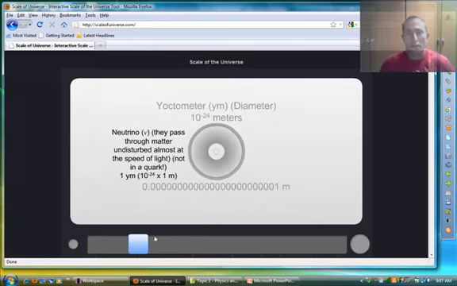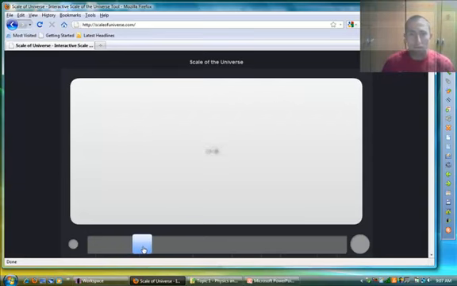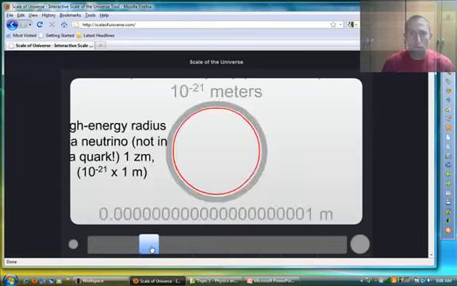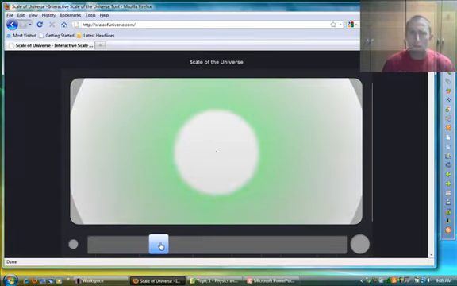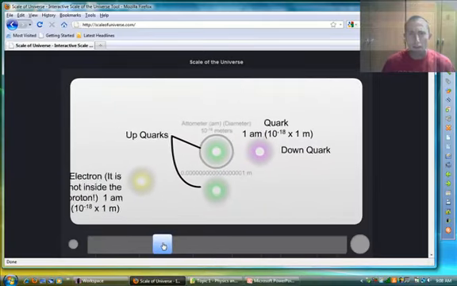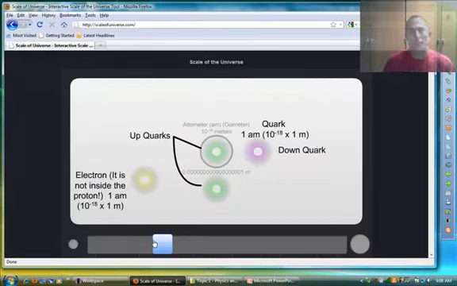And 1 yoctometer is 10 to the negative 24th meters, so decimal, 23 zeros, 1. That's roughly the diameter of a neutrino, and we'll talk about those in a couple weeks. As we get larger and larger, we start to get to some of our subatomic particles, and maybe the first thing that you've heard of before, the quarks.